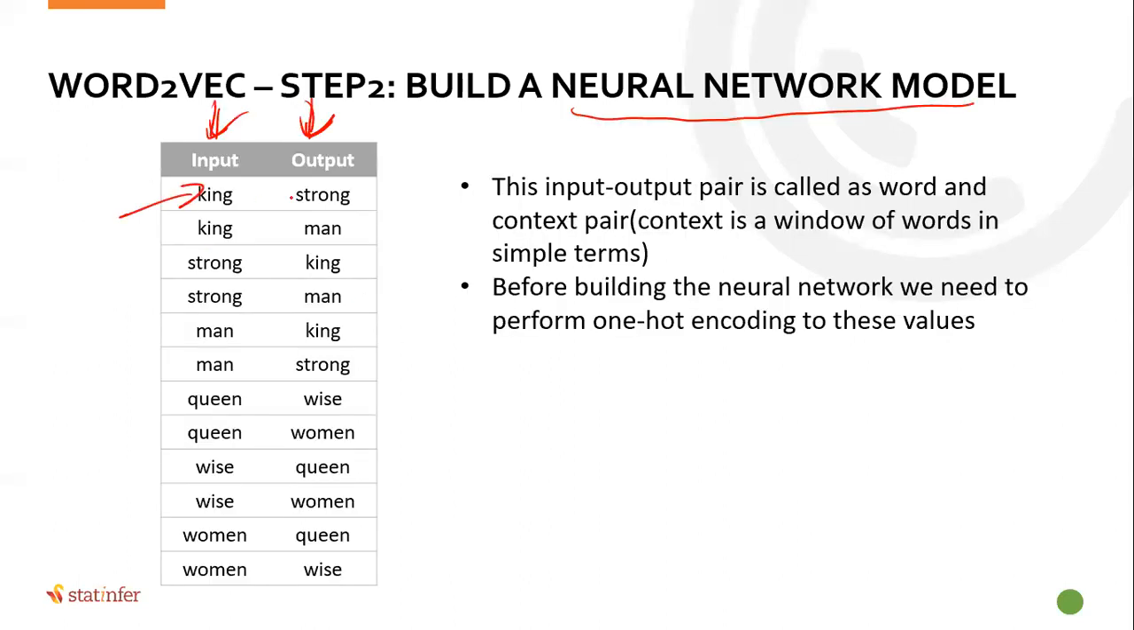If king is connected to strong, when the input is king, the output is man. When the input is queen, the output is woman. It never happened that when the input is queen, the output was man. Similar words that are connected to words in the context will get similar numbers. Similar words that are not connected to this context will never get those numbers. The weights will be automatically adjusted that way.